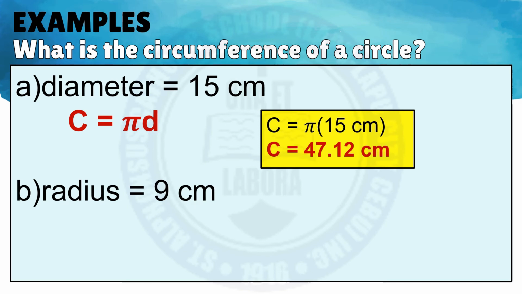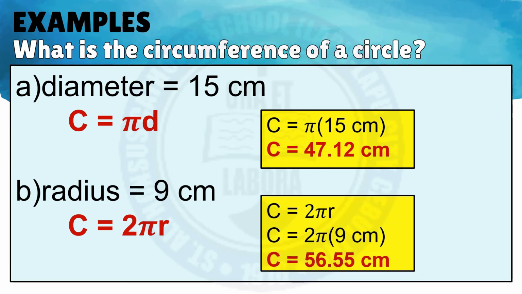So in this second example, the given radius is 9 cm. So we will be using the formula C is equal to 2 times pi times r. So we have here C is equal to 2 times pi times 9 cm. Therefore, C is equal to 56.55 centimeters.